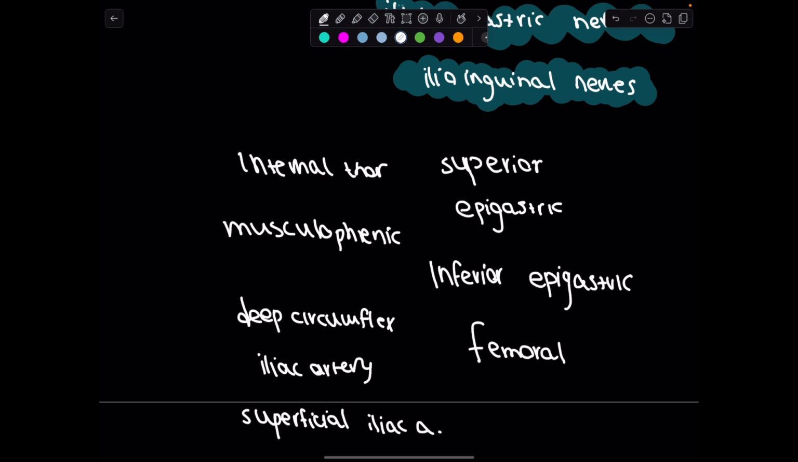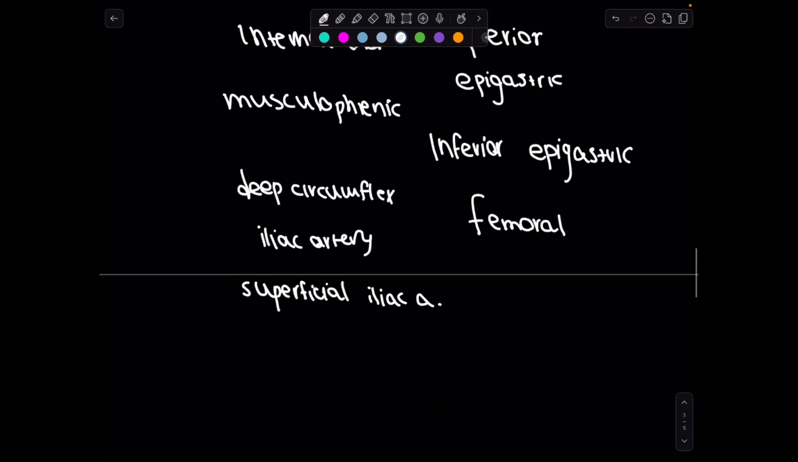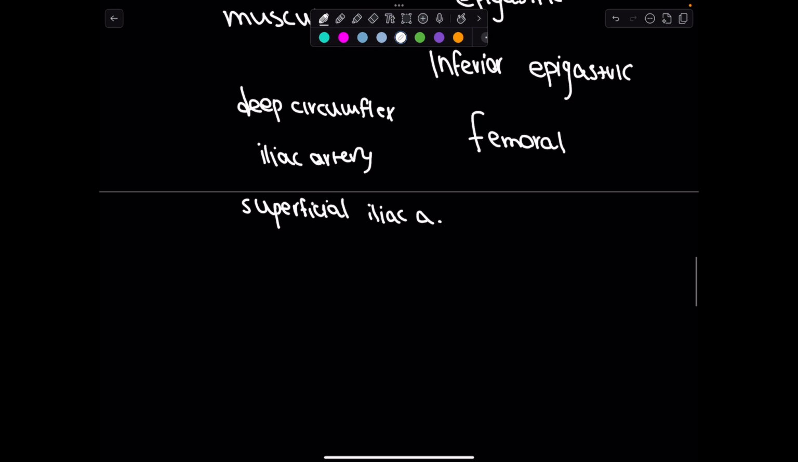Clear? Want details on any? No, that makes sense. And with the inguinal canal then, we have a deep inguinal ring and a superficial inguinal ring. What is this?